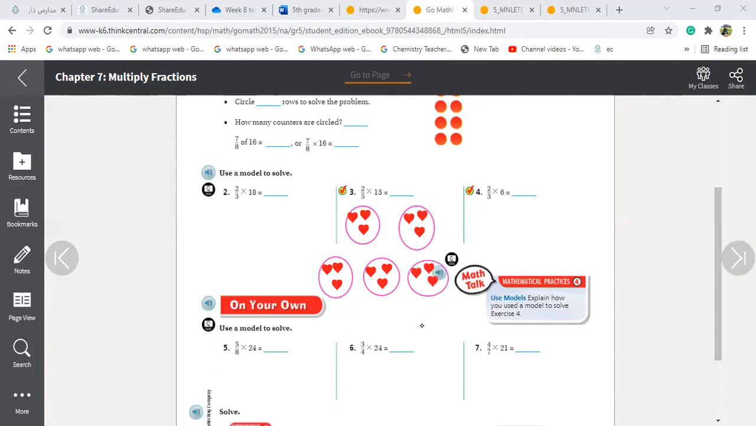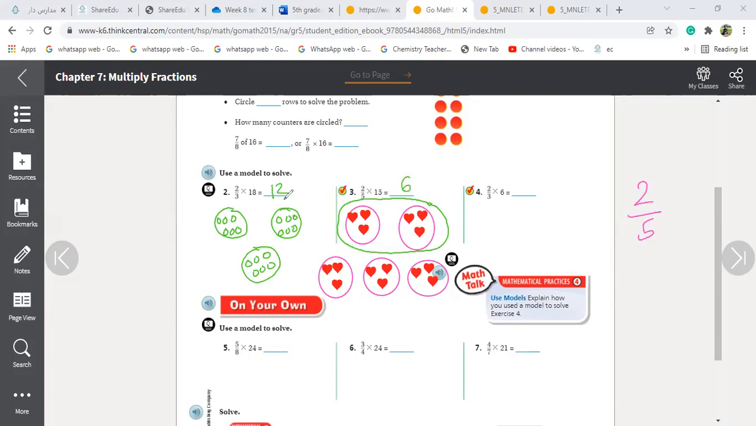1, 2, 3. But do you need 5 groups? No. How many groups do you need? 2. Why did you know 2? Because it is 2/5. That means out of 5 groups, I will circle only 2 groups. And 2 groups contain 6. So they contain 6. This is your answer. The answer is 6.